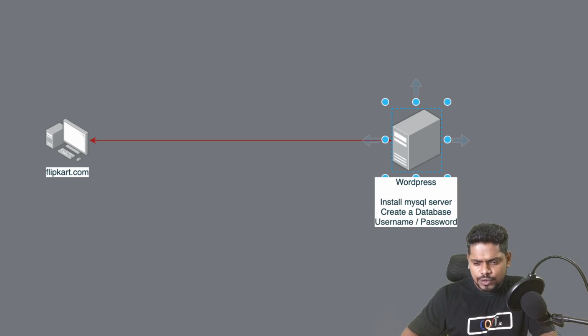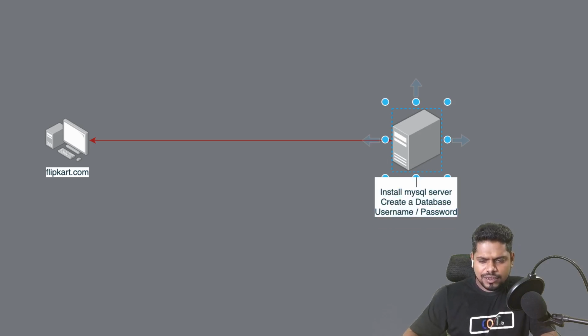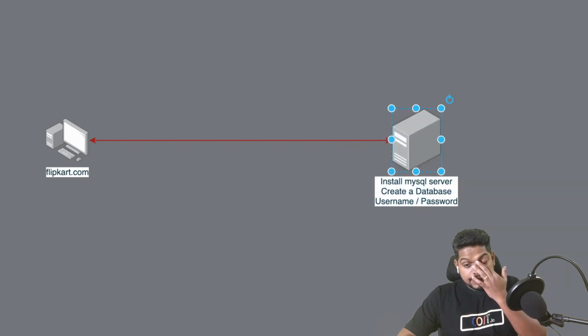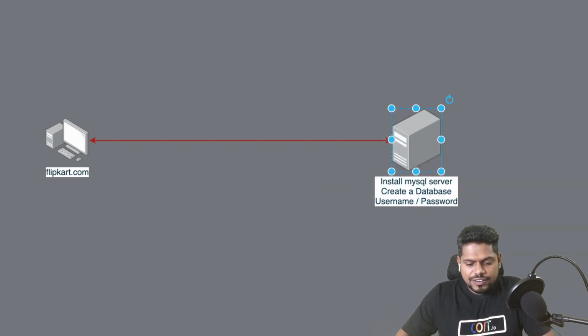So forget about WordPress for some time, and let us set up a database inside our AWS machine, which your WordPress can use to store the data. So that is what we are going to do.